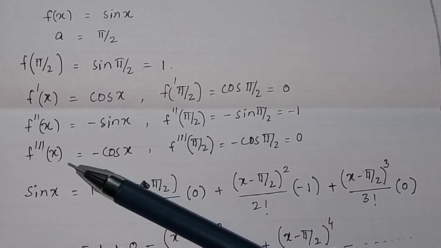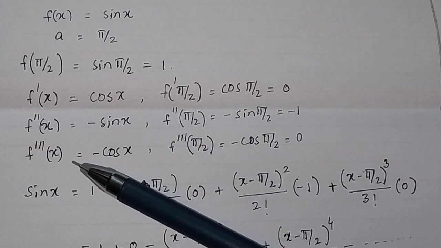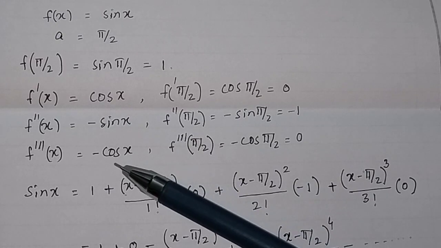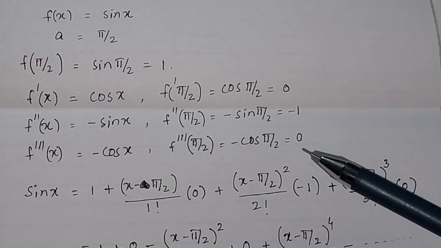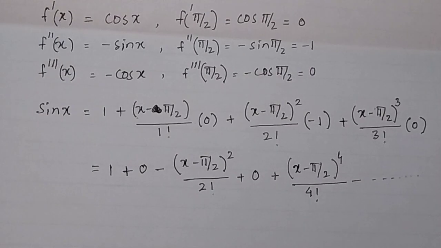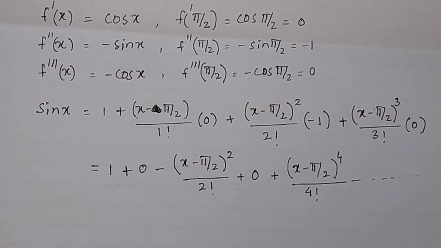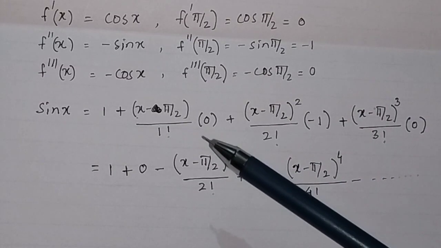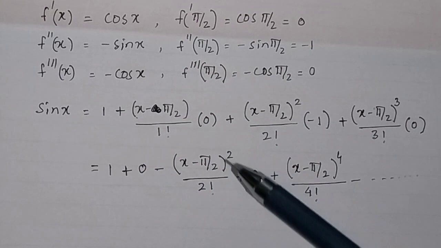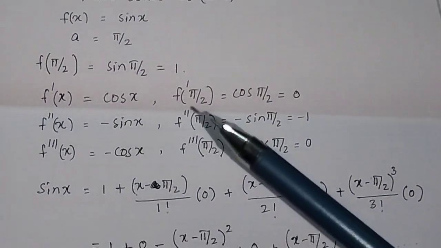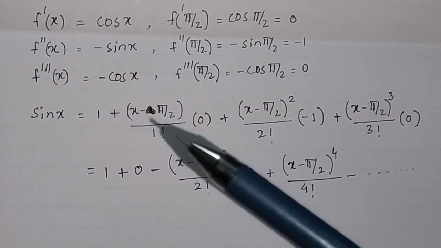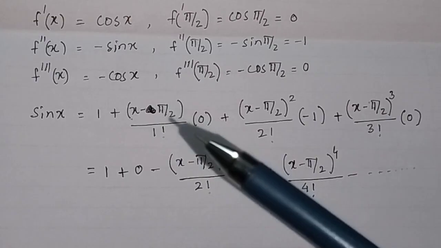Similarly, you can find the third derivative, which will be equal to minus cos x, and the third derivative at x equal to pi by 2 will be equal to minus cos pi by 2, so it will be equal to 0. Then you can find the fourth derivative, fifth derivative, like this. Then after finding the first derivative, second derivative, etc., you put the values here. This is the first term f(a), that means we have found f of pi by 2 equal to 1. So f of pi by 2 is equal to 1 plus, x minus a is here x minus pi by 2.